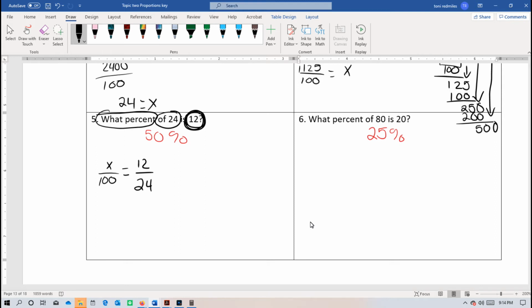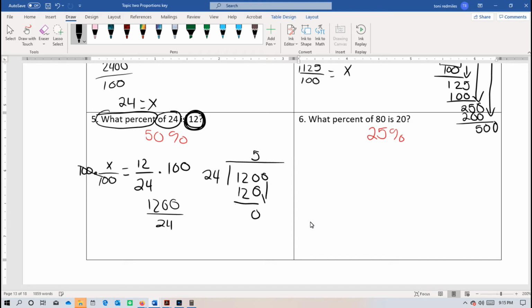Well, to get this x by itself, I got to multiply both sides by 100. That's going to give me 1200 over 24. Now let's do the division. 24 goes into 120 5 times, and it actually goes in that exactly. 5 times 24 is 120. Then I drop down my 0. Well, 24 goes into 0 times, so my percent is just 50%. That one wasn't too bad. Let's do one a little harder.